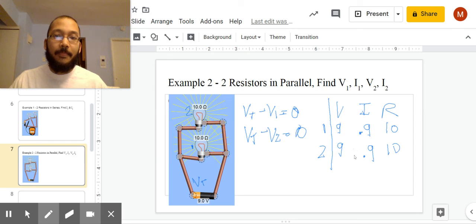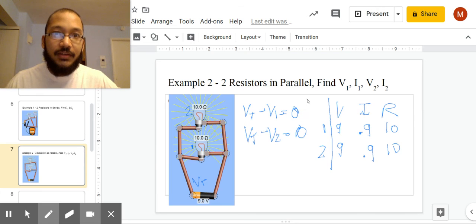Same math. So I solved for what I needed to, and these are the two loop rule equations that describe the circuit. Hope that was helpful.